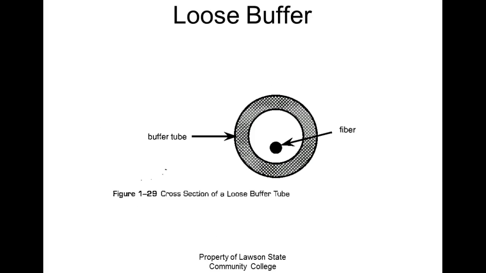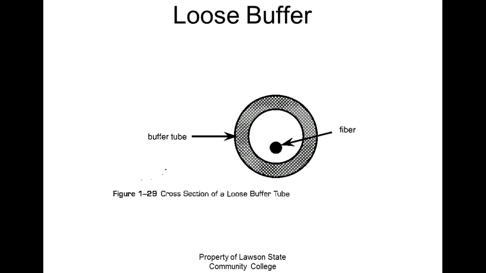So this would be loose tube. This is what we passed around, right? You understand that? And what the advantage of loose tube is: this is usually going to be our outside cables, the ones that are running through the ground, the ones that are running up on power poles. This is probably going to be a loose tube fiber.